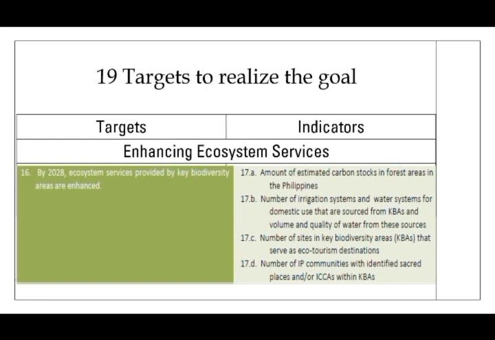By 2028, ecosystem services provided by key biodiversity areas are enhanced. Amount of estimated carbon stocks in forest areas in the Philippines, number of irrigation systems and water systems for domestic use that are sourced from KBAs, and volume and quality of water from these sources. Number of sites in key biodiversity areas that serve as ecotourism destinations. Number of IP communities with identified sacred places and or ICCAs within KBAs.